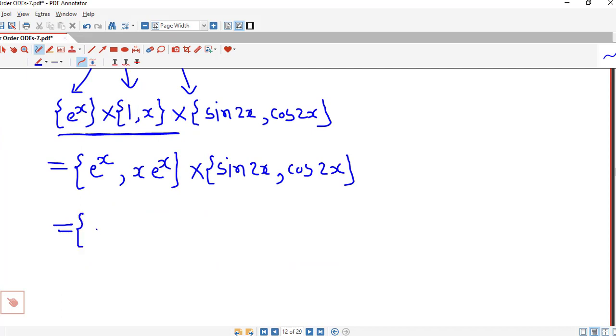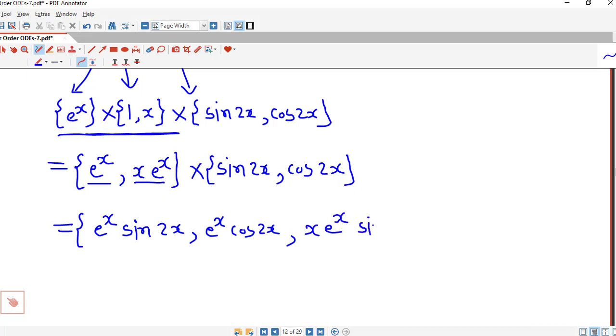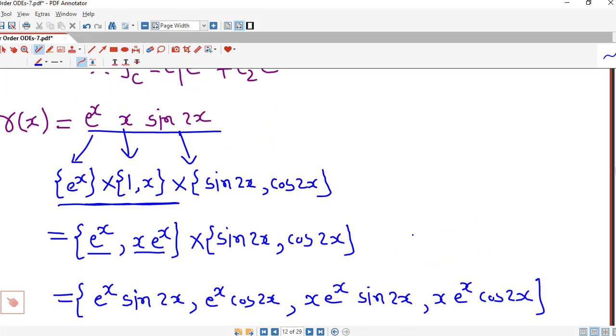So this is equal to, now first we fix e raised to x. So e raised to x into sin 2x, e raised to x into cos 2x. Now we fix x into e raised to x. So x e raised to x sin 2x, x e raised to x cos 2x. So this is the Cartesian product.